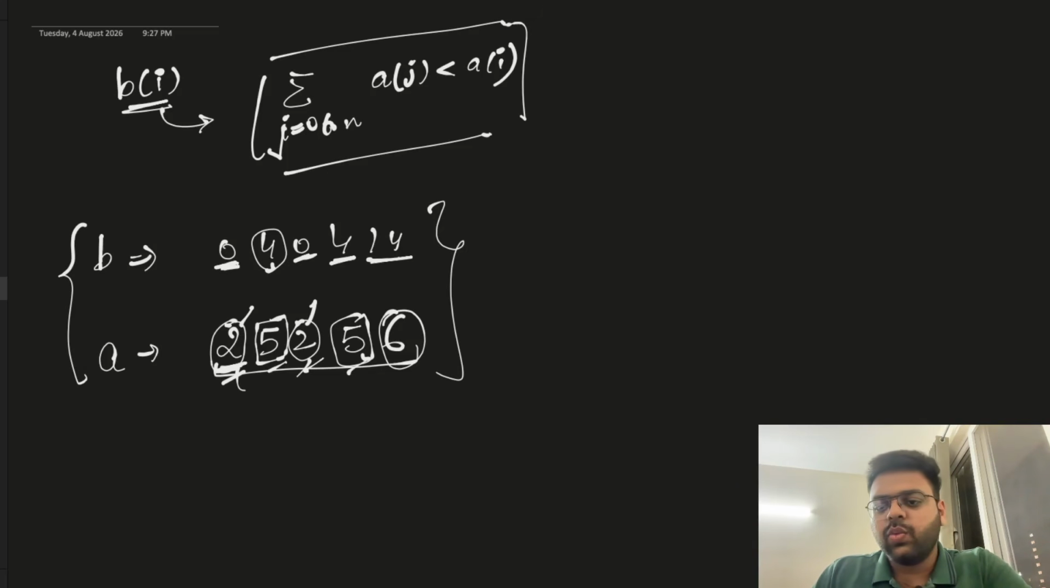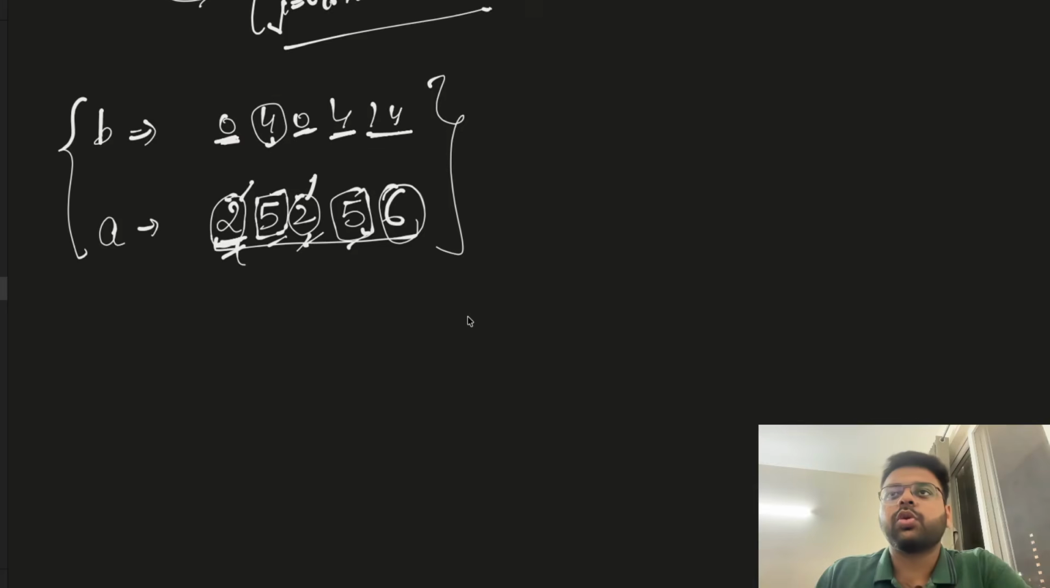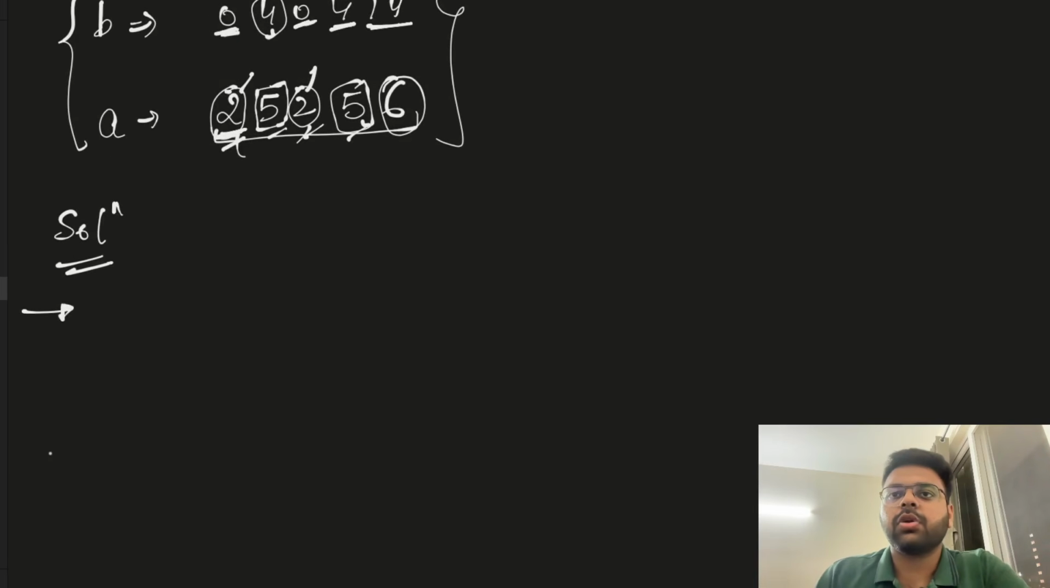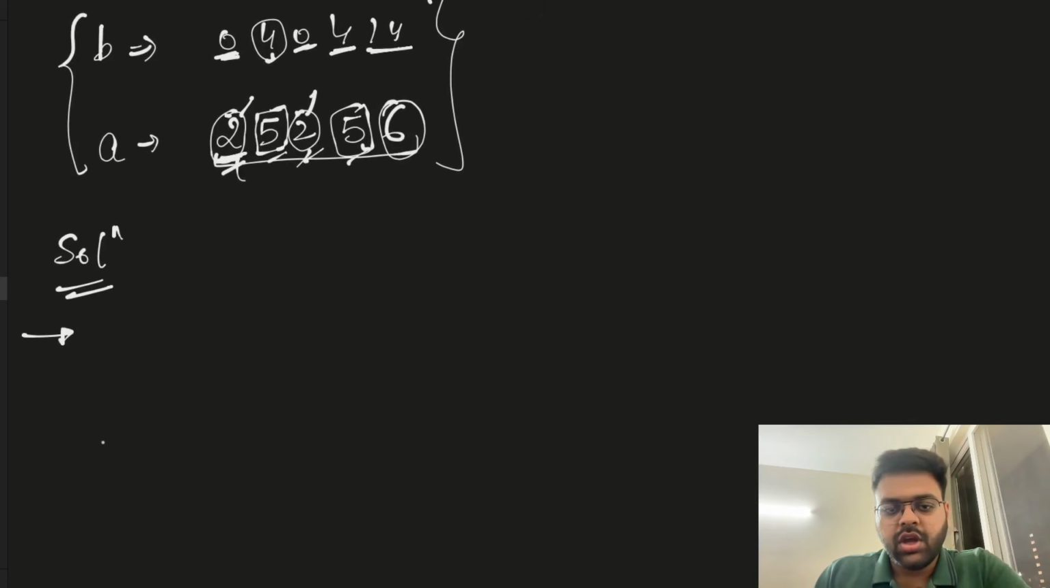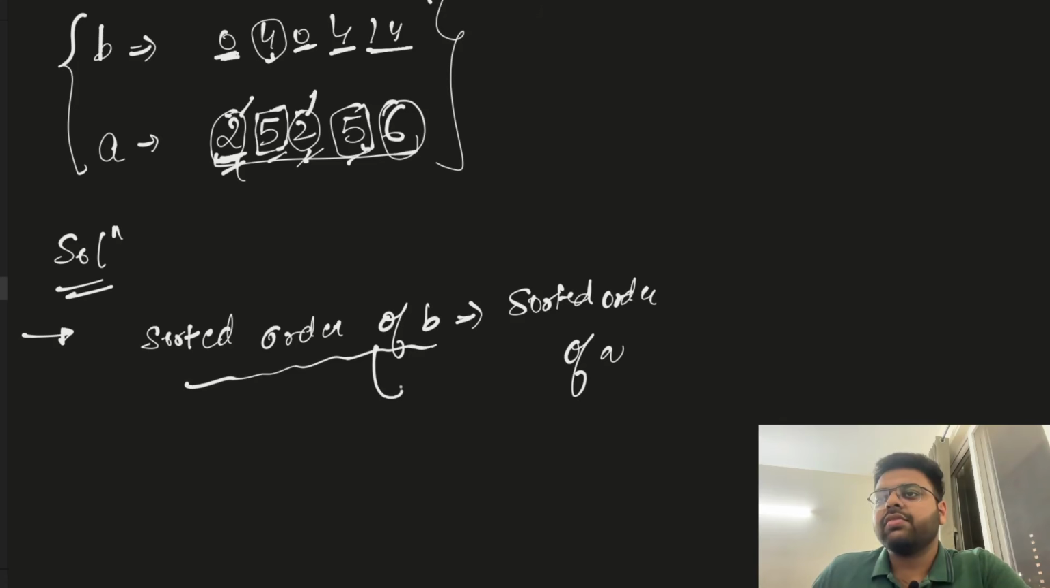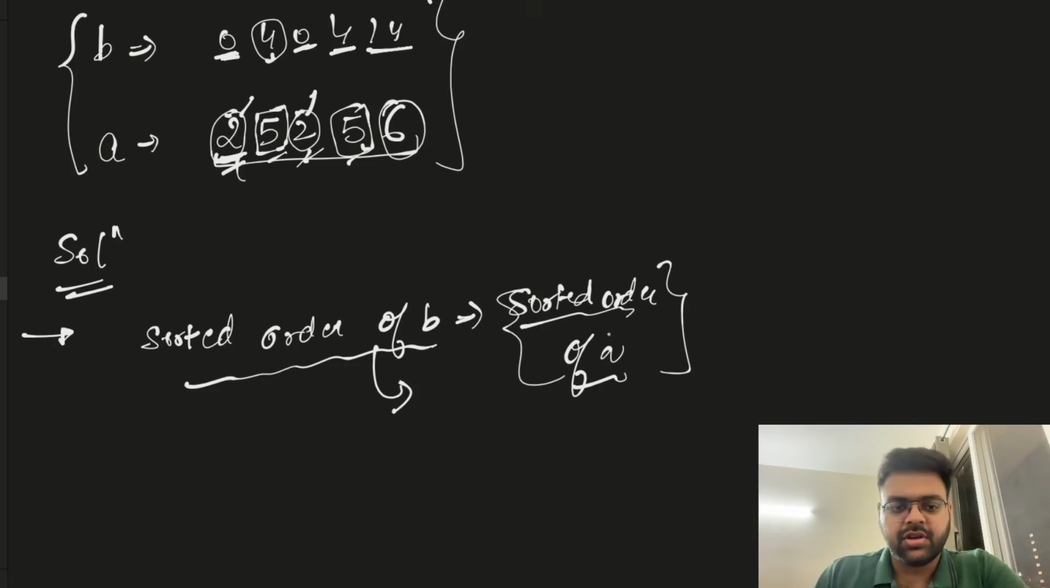Now let's see how we actually solve this problem. You just need to visualize two things and then the problem would be solved. First of all, the sorted order of B would equal the sorted order of A. If we sort the order of B and then find the A, it would give me the sorted order of A.